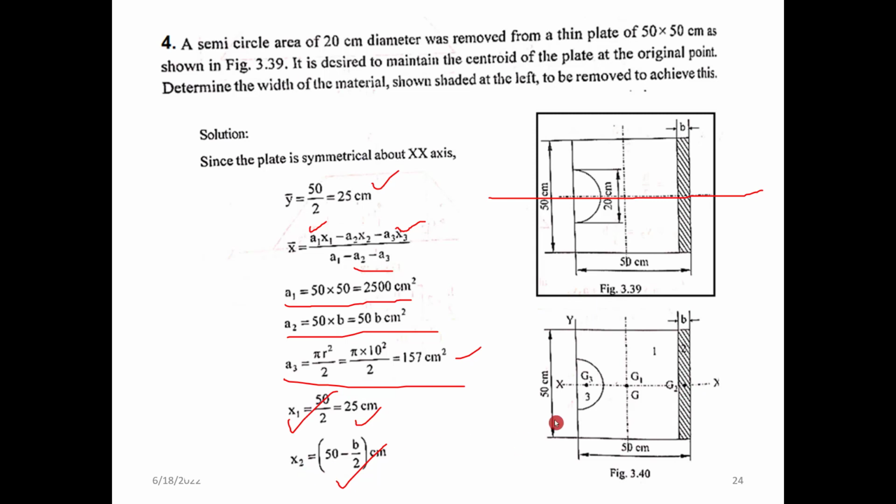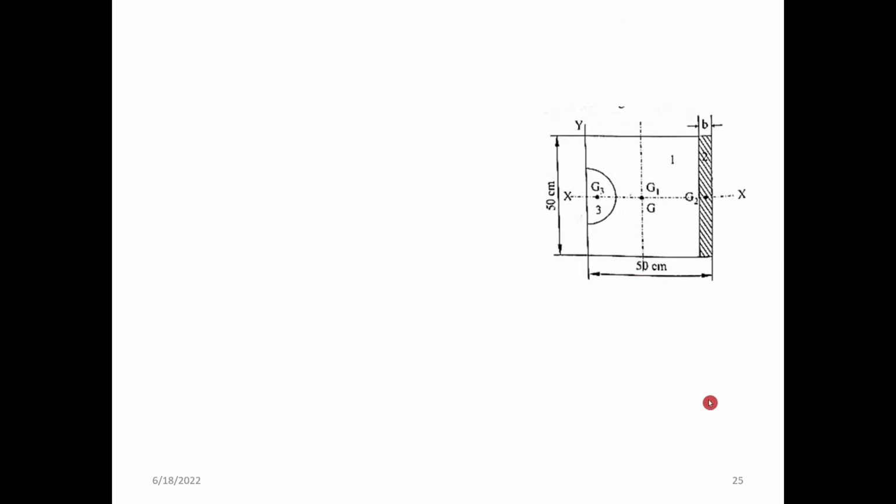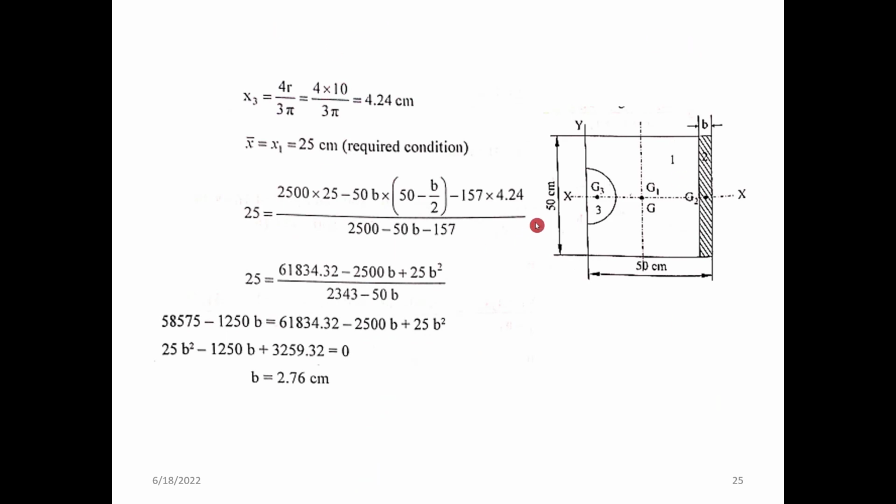So x2 is actually 50 minus b by 2. 50 minus, because we are taking the coordinate axis from the left. This will be one coordinate and this will be the other coordinate. So 50 minus b by 2 is the centroidal coordinate for x2, and for x3, directly, 4r by 3 pi is the value, 4.24. Now our condition is that x bar is equal to x1.